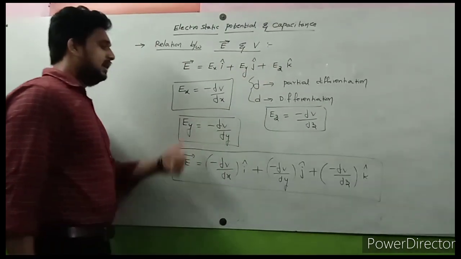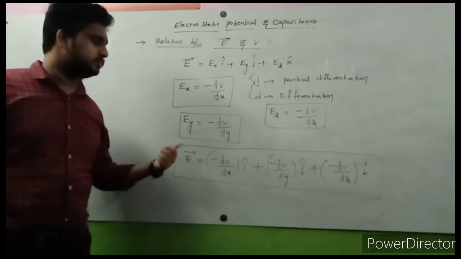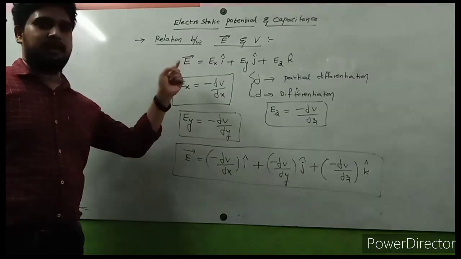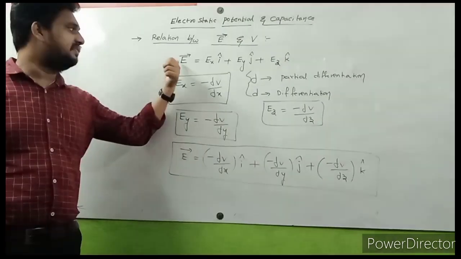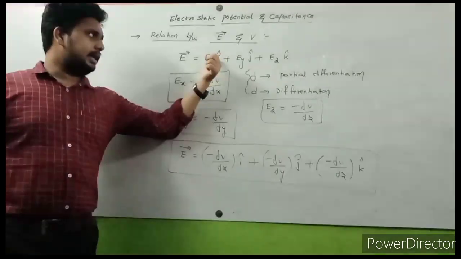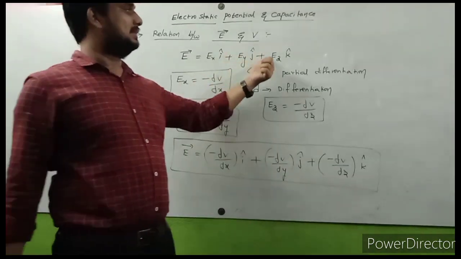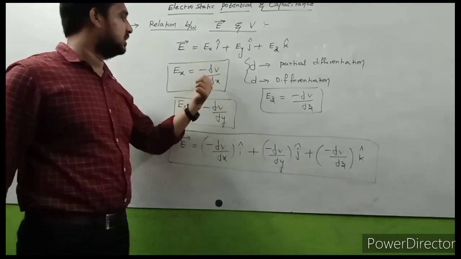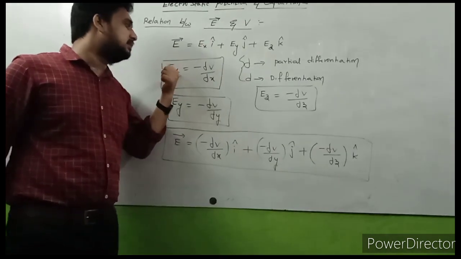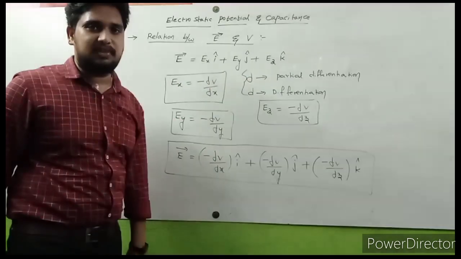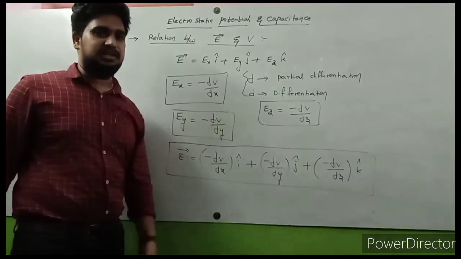If electric field changes with respect to time, if electric field is not constant, it is a variable. If electric field is given in vector form, we can represent it as Ex i cap plus Ey j cap plus Ez k cap. You know the electric field formula: electric field is negative of potential gradient. We are talking about Ex, which means negative of dou V by dou x. Dou means partial differentiation.